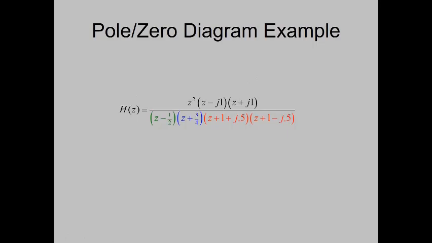So let's take another example and get a little practice on this. Here's a transfer function, already factored for you: z squared times (z minus j) times (z plus j), and the denominator is (z minus a half), (z plus 3/4), (z plus 1 plus j5), and (z plus 1 minus j5). Let's create a pole zero diagram for that particular system.